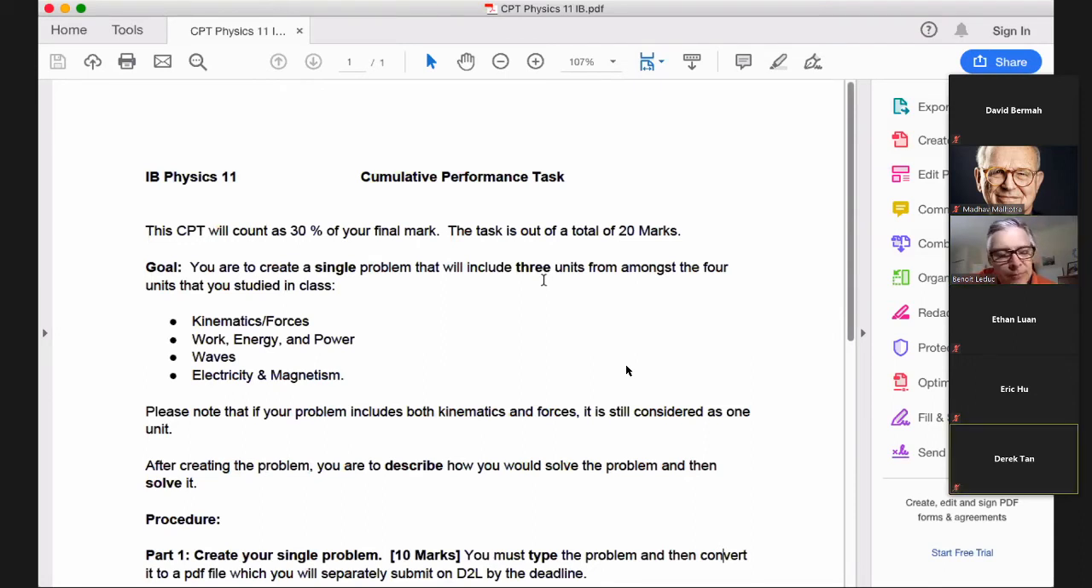Yeah, Rolf. Is the CPT due on June 10th? Yeah, June, you have until, what is that? I'm in May here.